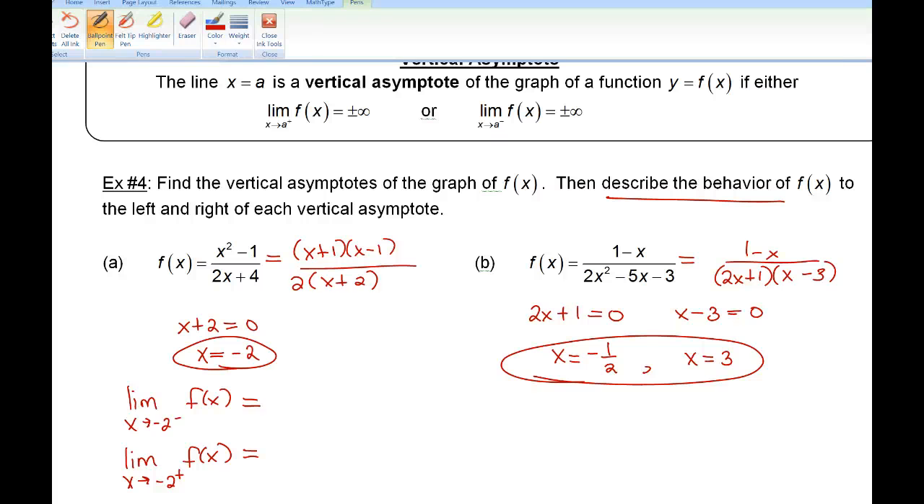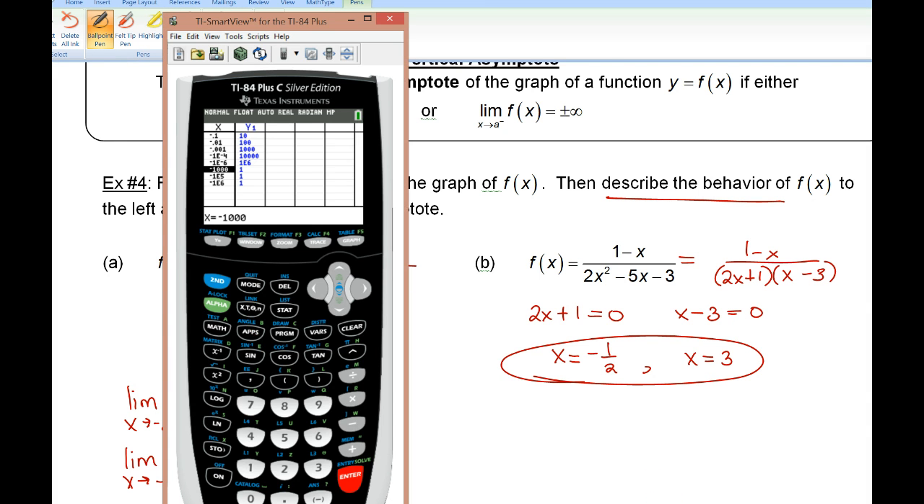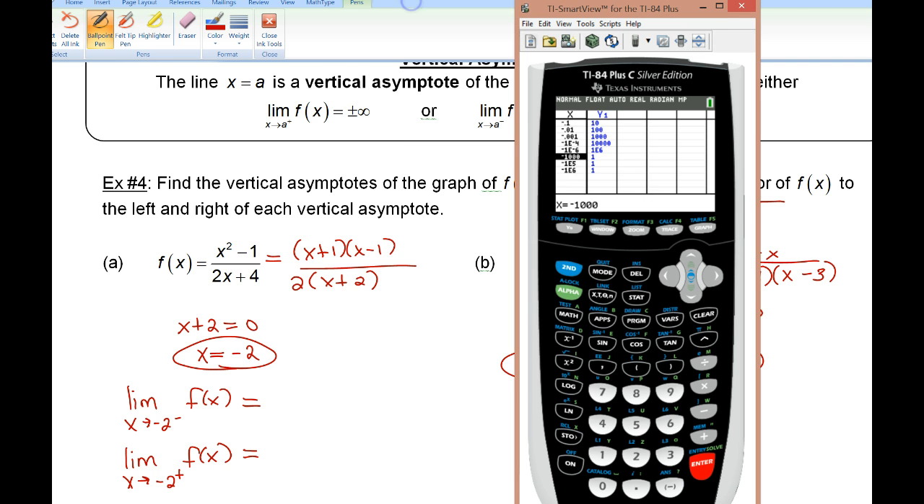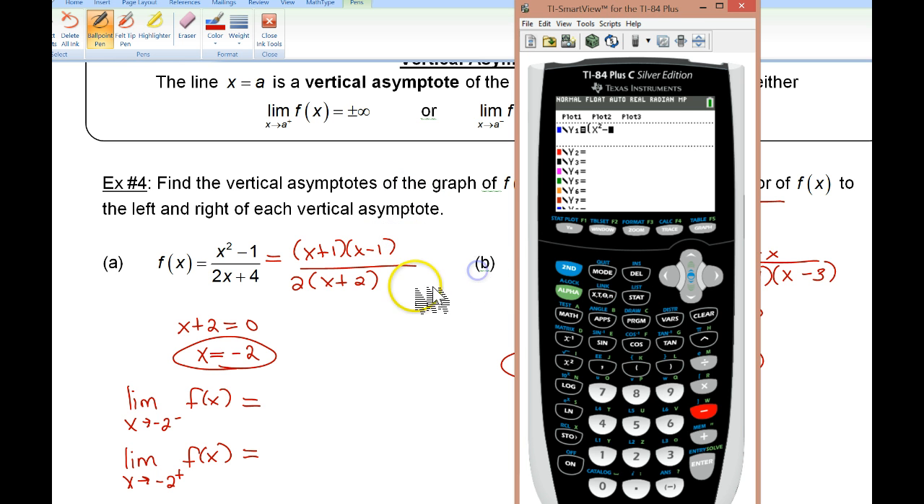Since it's like a negative side of 2, would that be negative? Not necessarily. That's why we want to graph it real fast. So I'm going to put in x squared minus 1 over 2x plus 4, and graph it. I just want to look at negative 2. So from the left, it approaches negative infinity, and from the right, it approaches positive infinity. That's not always going to be the case. It's not just because we're approaching from the left that it's automatically negative infinity.